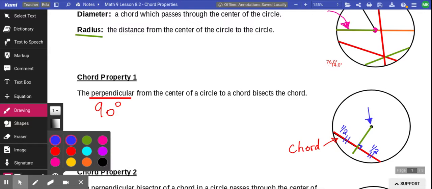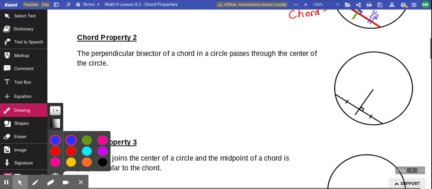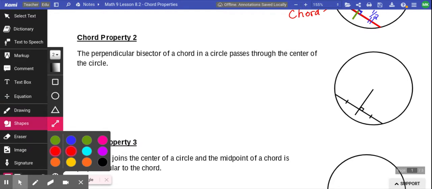We can reword that rule in other ways. So another way we could say it is that if you have a perpendicular bisector of a chord, so again, my chord is right here. This is my chord. And if I have another line that bisects it, so a bisector of a chord means cuts it in half.